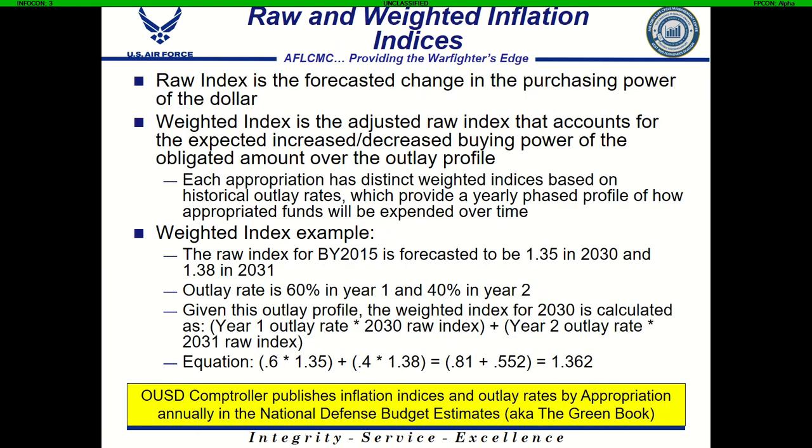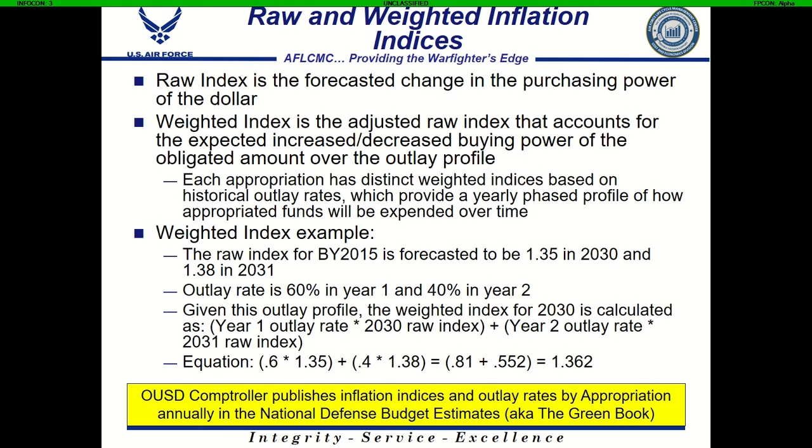So this brings us to raw and weighted inflation. The raw inflation index is the forecasted change in the purchasing power of the dollar. This is produced by the Bureau of Labor Statistics. They provide this and update it annually, or more often than that, to provide projections of how the value of the dollar is forecasted to change across the future. The weighted index is an adjustment to the raw index that accounts for the expected increase and decrease of the buying power of the dollar over the obligation period of the money and the outlay profile of that money.